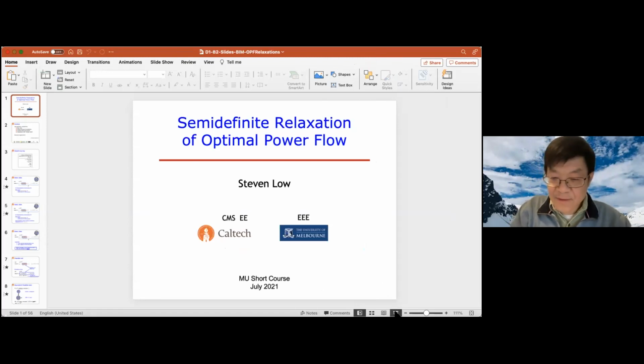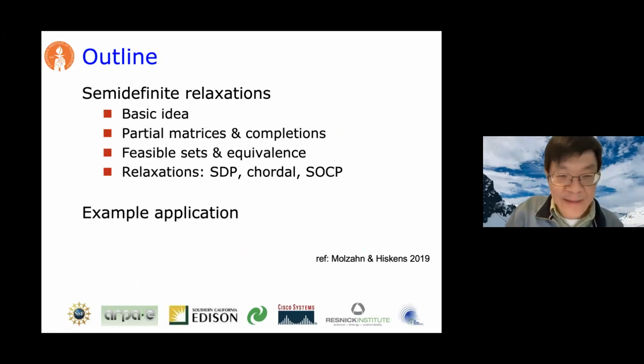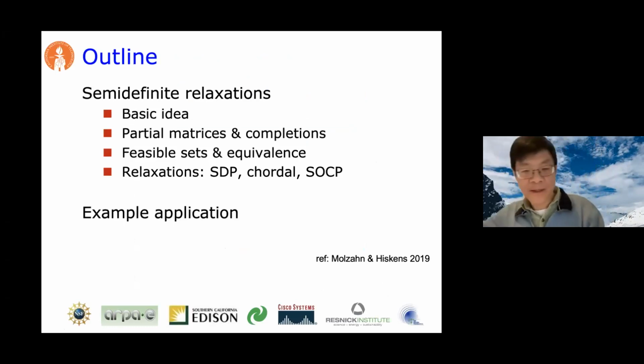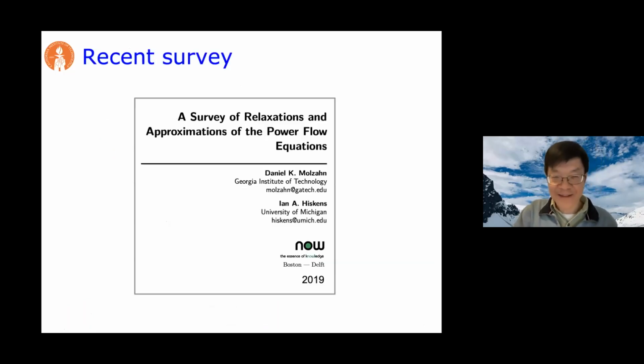Okay, great. So semidefinite relaxation. I won't have a pointer, okay, the cursor. All right, so the basic idea, and then we look at some concepts in linear algebra in order to explore the sparsity of the graph to simplify solving semidefinite relaxations of OPF. And then we look at some equivalence among the different relaxations. And then I will just mention the example applications, how this might be used. And there's a nice recent survey, a small book by Dan Molzahn and Ian Hiskens, that looked at these semidefinite relaxations and other relaxations and other computational issues in OPF. So it contains a lot of information. A very nice survey of relaxations and approximations.